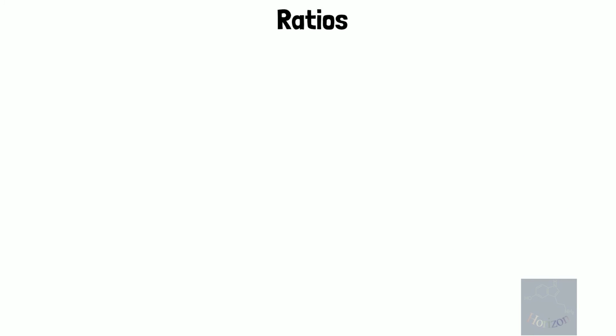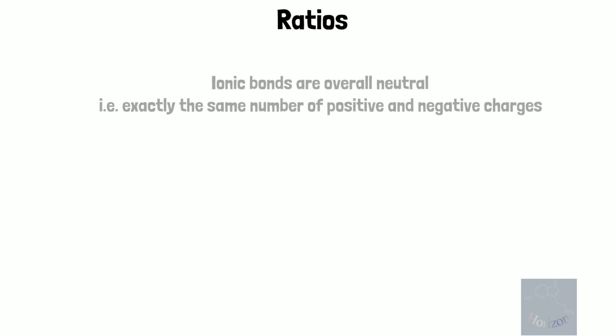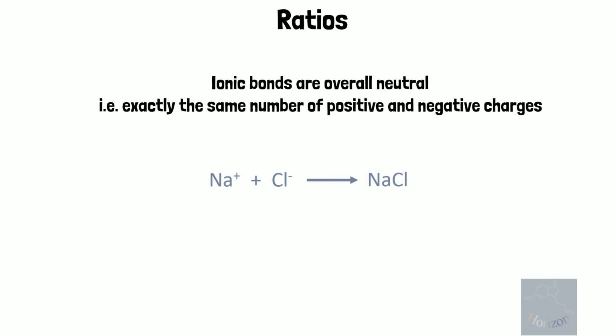The most important thing is that ionic compounds are always neutral on the outside, meaning there are always equal numbers of positive and negative charges in the crystal. We have already seen this with sodium chloride, or common salt. The ions are in a 1-to-1 ratio. But what about magnesium chloride?